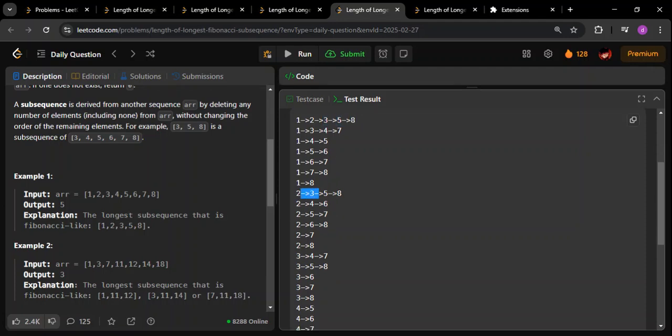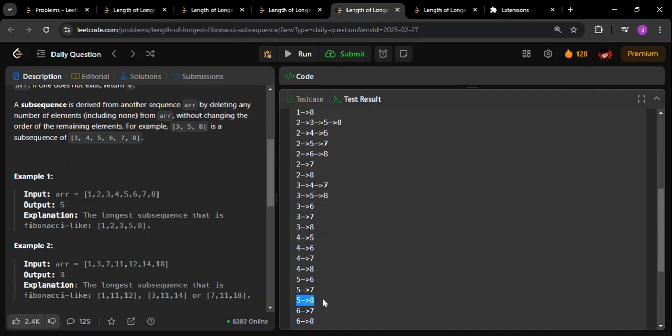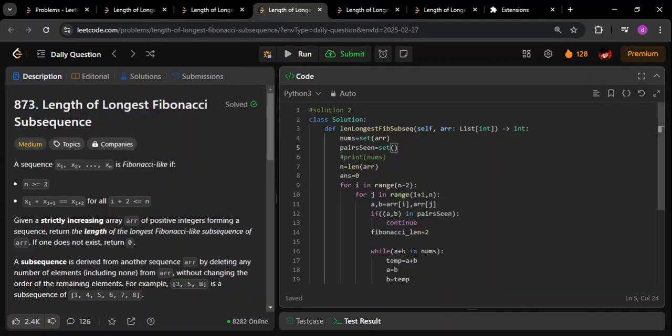So in this case 2 and 3 will not be explored again, this part will be gone. Similarly 3 and 5 will not be explored, this part will be gone, and so on. Similarly 5 and 8, this part will not be coming again. So that is the basic idea. Let's see how we are implementing it. So this is the code for that.